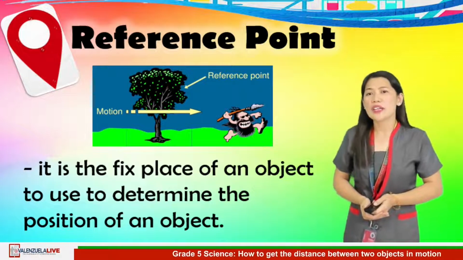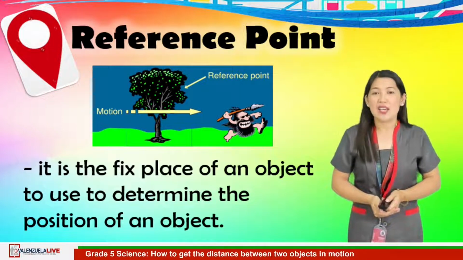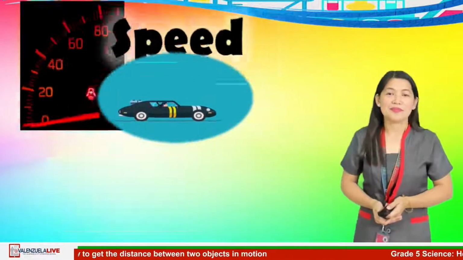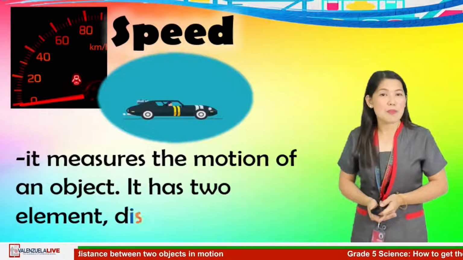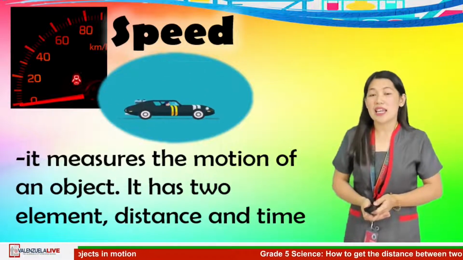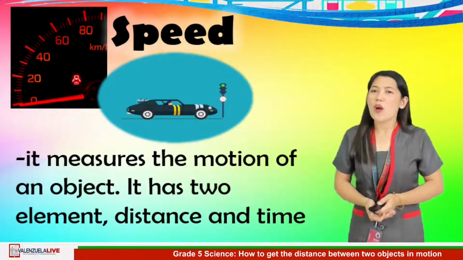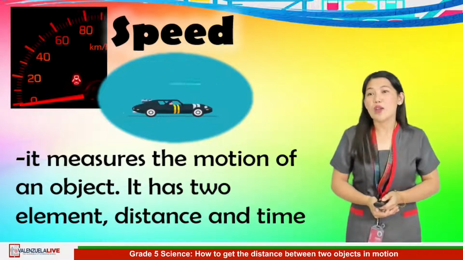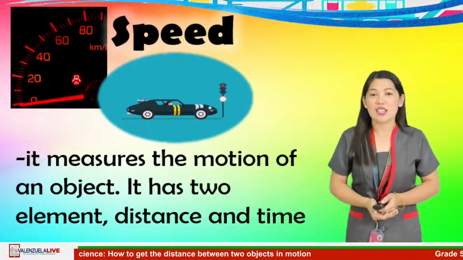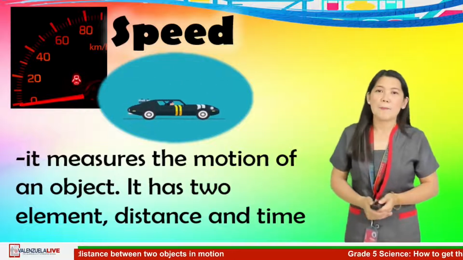When you hear the words how fast, we are referring to speed. Do you know what speed is? Speed measures the motion of an object. It has two elements, the distance and time. Again, learners, what are the two elements of speed? Very good. It seems that you really pay attention to our lesson. So, these are the distance and time.